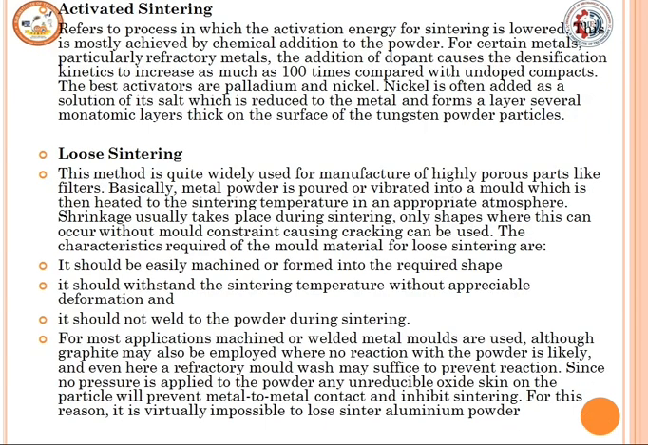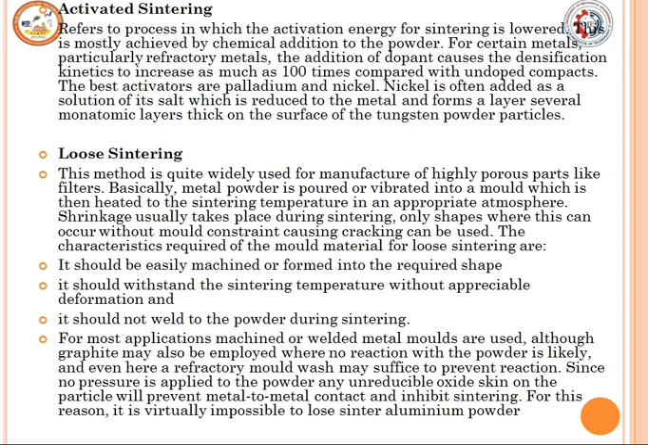Another one is activated sintering. Sintering temperature is lowered, mostly achieved by chemical addition to the powder. For certain metals, particularly refractory metals, the addition of a dopant causes the densification kinetics to increase as much as 100 times compared with undoped compacts. The best activators are palladium and nickel. Nickel is often added as a solution of its salt, which is reduced to metal and forms a layer, several monoatomic layers thick, on the surface of tungsten powder particles.